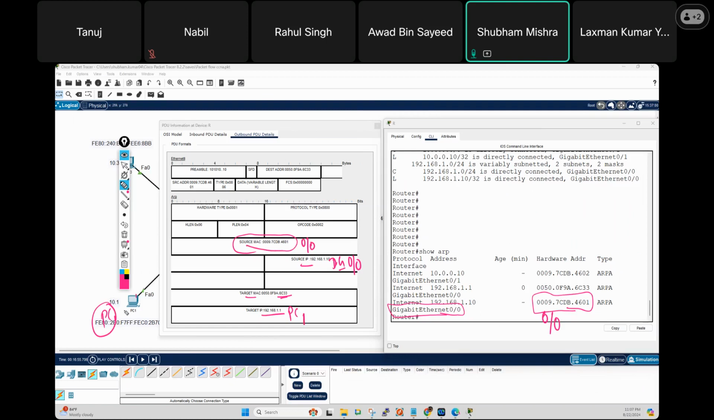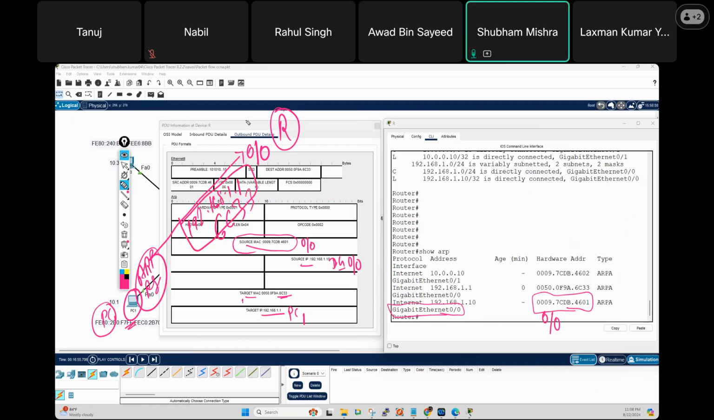See here. PC number 1 generates the ARP packet, the ARP request. This packet reaches the router interface gig 0/0. What is the router doing? The router opens your ARP packet and checks what the source IP address is. So what is the source IP address, guys? 192.168.1.1. This is the source IP address. What is the MAC address? C633. This is the MAC address of this PC. So this is the source IP address and this is the source MAC address in your ARP request packet, which PC number 1 is sending to the router.